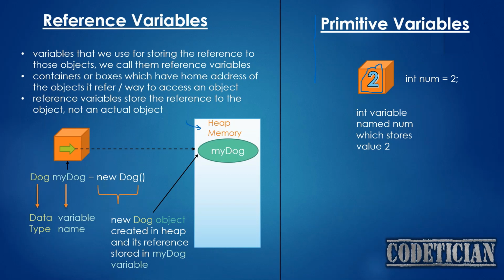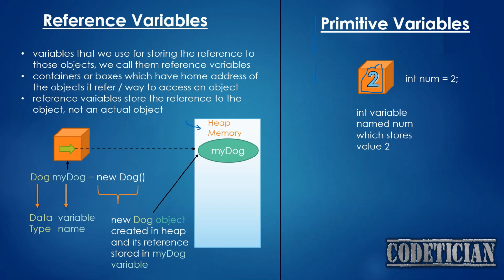But for now, just consider that these reference variables refer to objects. They don't contain the actual object. Primitive variables contain the actual value, but reference variables do not contain the actual objects. They contain the address or a way to go to that object.